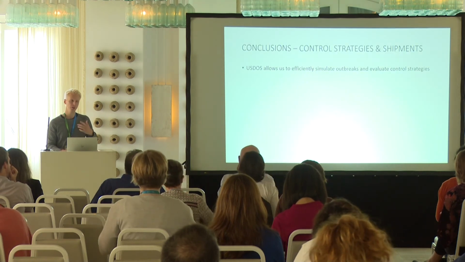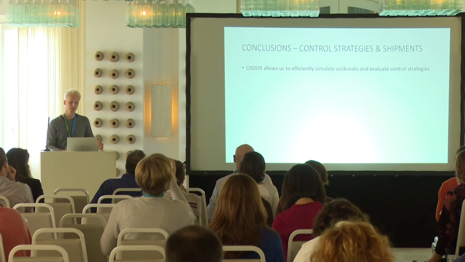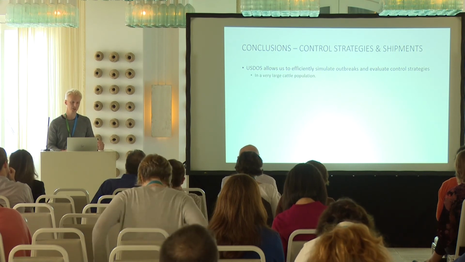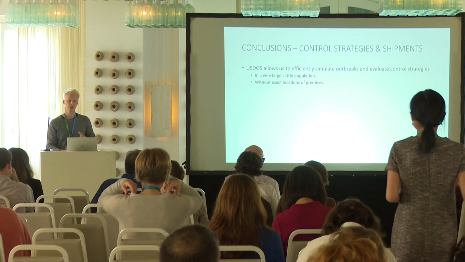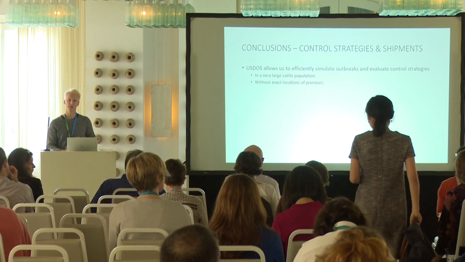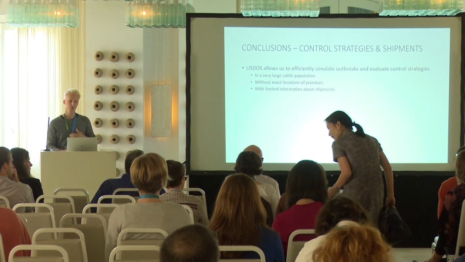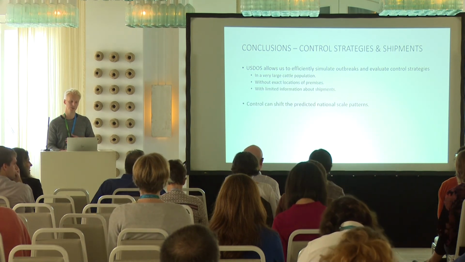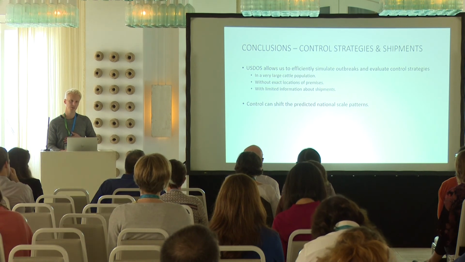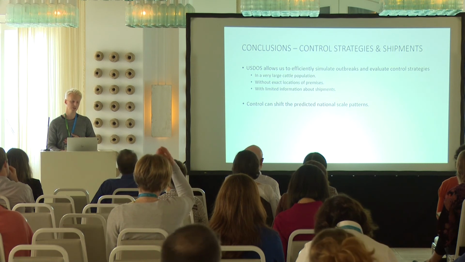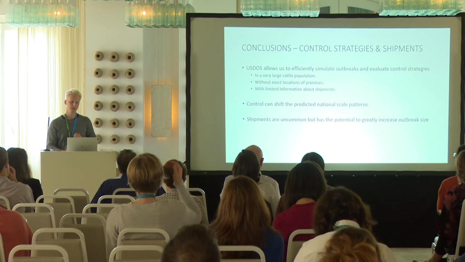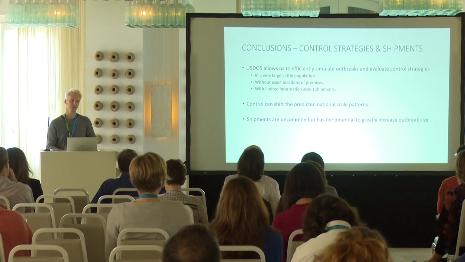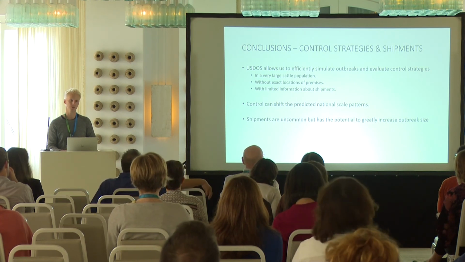So to conclude, US-DOS allows us to effectively simulate outbreaks and evaluate control strategies in very large populations, without the exact locations of the premises, and with very limited information about the shipments. And what we can see from these preliminary results is that control shifts the national scale outbreak patterns, and shipments are very uncommon, but also very, very important for the proliferation of the outbreak.